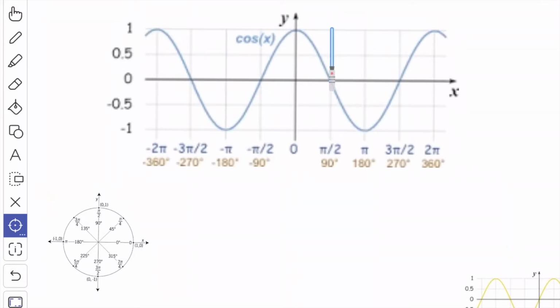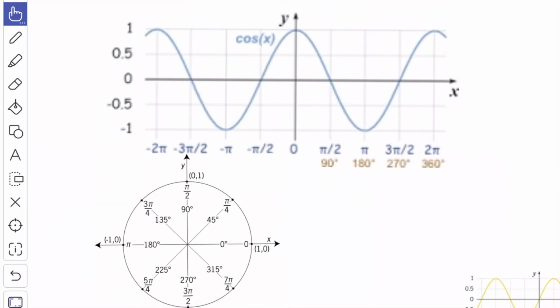At pi over 2, right here, the graph is at 0, and at 1 pi, the graph is at its negative amplitude. Now let's take a quick look over here at a unit circle.